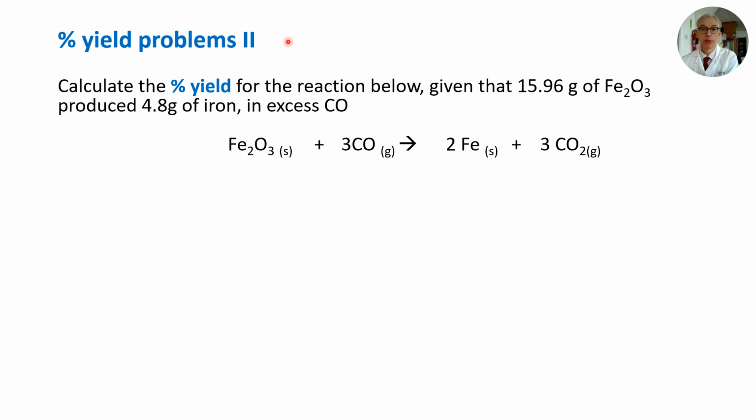Slightly more taxing problem. Calculate the percentage yield for the reaction between iron(III) oxide and carbon monoxide according to this balanced chemical equation. Given that 15.96 grams of iron oxide produced 4.8 grams of iron in excess carbon monoxide. So in excess carbon monoxide tells you all of the iron oxide reacted, it is the limiting reactant.